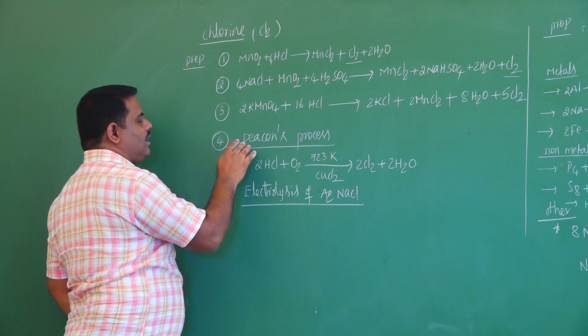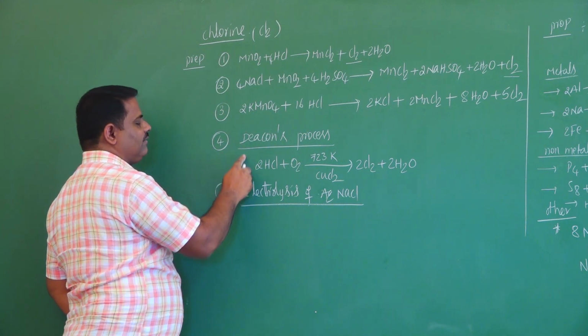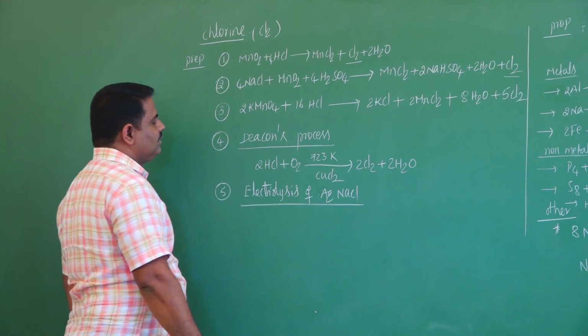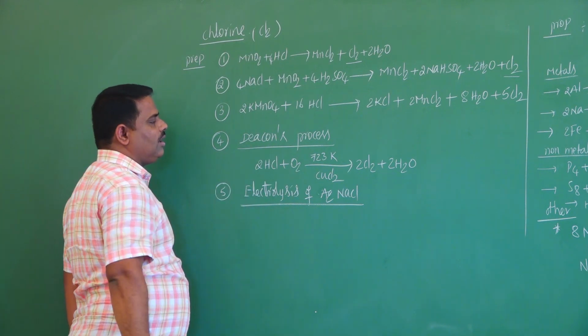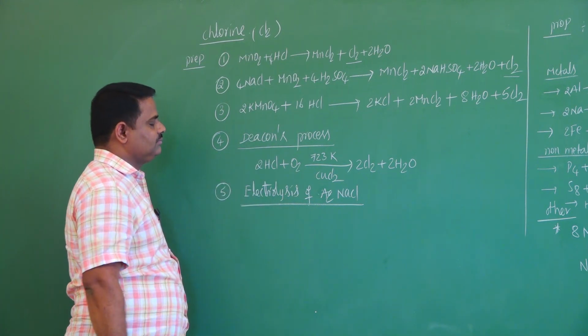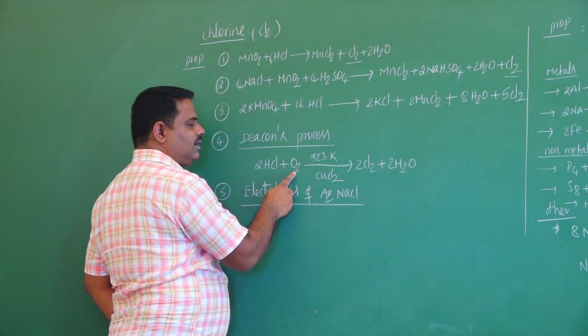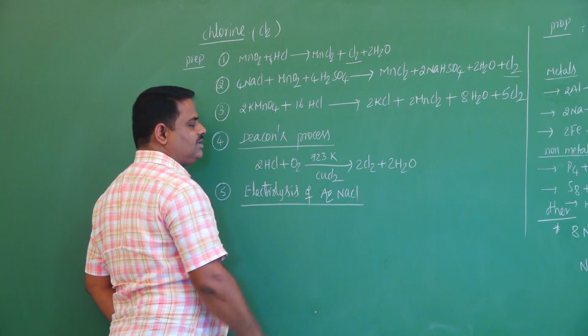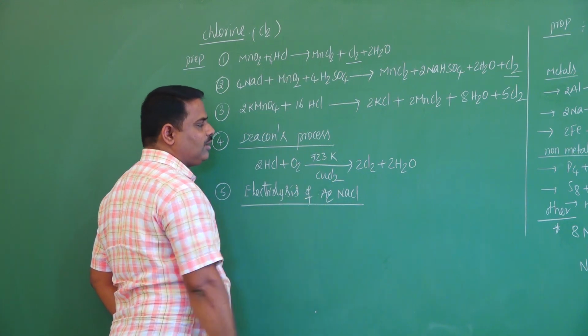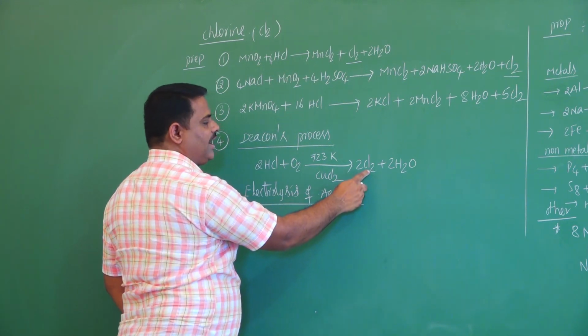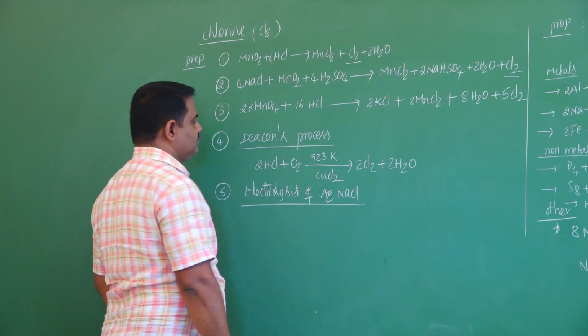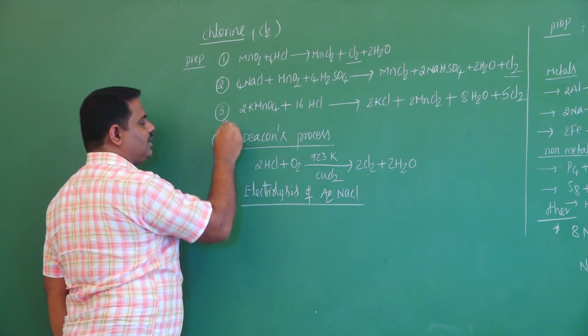Now here these are important preparations of chlorine. This is Deacon's method or Deacon's process, where hydrochloric acid reacts with oxygen at 723 Kelvin temperature in presence of copper chloride, and gives chlorine gas. Once again, this is a very important preparation.